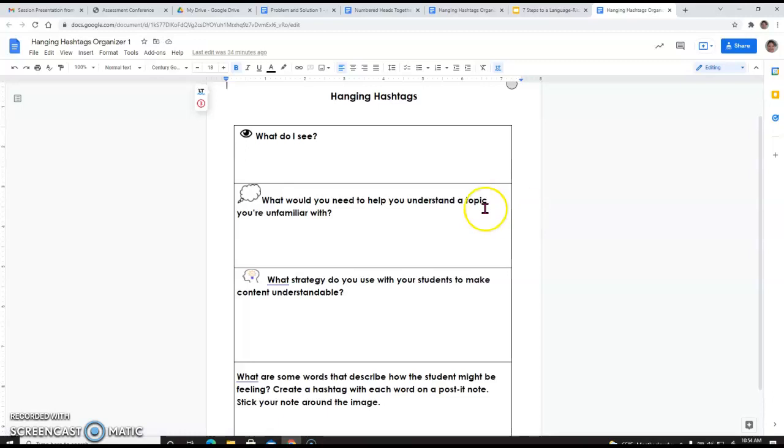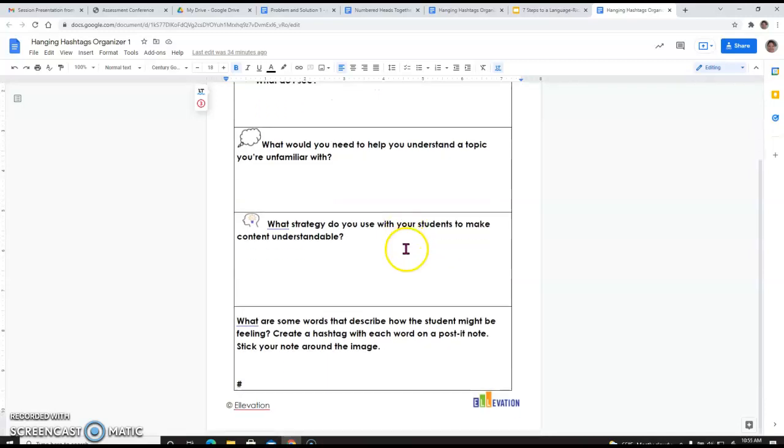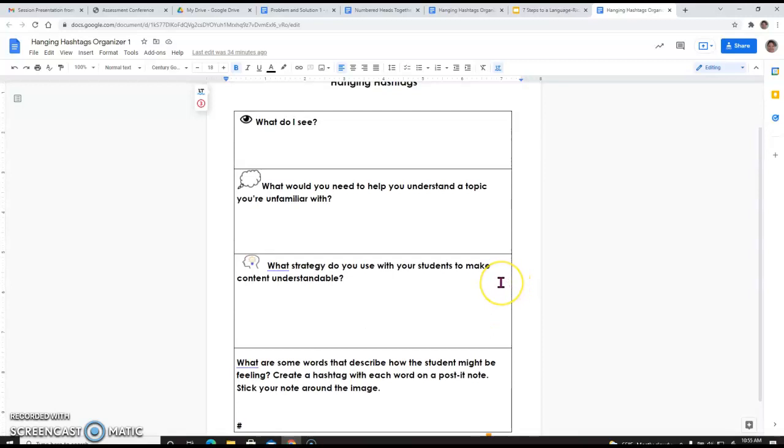So based on that picture, I asked everyone to write in a complete sentence, what do you see? What would you need to help you understand a topic that you're unfamiliar with? What strategy or strategies do you use with your students to make content understandable? And finally, what are some words that describe how the student might be feeling? And I asked you guys on a post-it note to create a hashtag with each word and to stick the note around the image. So I had a printed version of that picture.